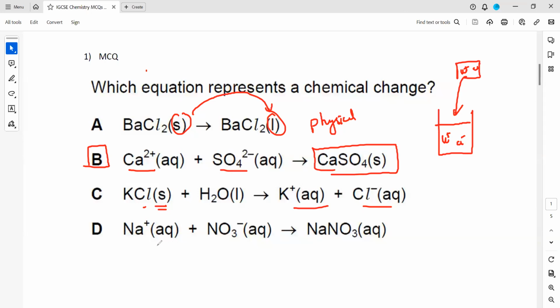What about option D? Sodium ion and nitrate ion become aqueous sodium nitrate. They're already aqueous, which means the sodium ions are in the solution and the nitrate ions are also in the solution. No change happened. Only the way we are writing it: positive sodium ion is there and negative nitrate ion is aqueous, meaning dissolved, and then it forms sodium nitrate, NaNO3, that is also aqueous. When we say something is aqueous, it means it will exist as ions, the ionic compound. So this is the same as the first one. There is no change happening. That's why option B is the right answer for this.